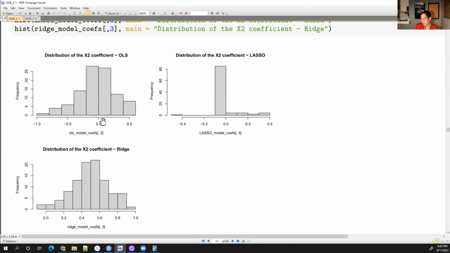When you look at LASSO, this bar looks like it's centered at -0.1, but it's centered at 0. We just have a whole bunch of times where it just said it's 0. LASSO kind of pushed this down to 0. And then on rare occasion, it said, okay, I'm estimating 0.1 or 0.2 or something around there. So here we get something right around 0.